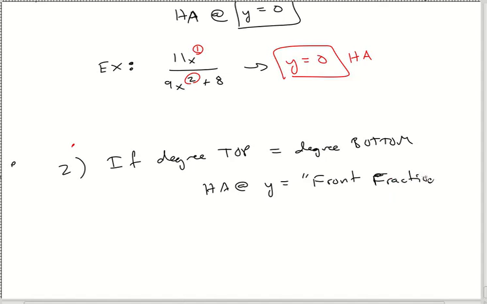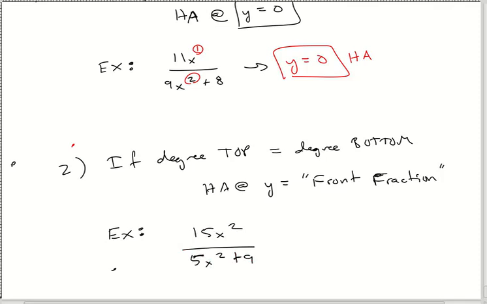Front fraction. It's kind of a weird Englishy thing. Let's do an example for this guy. Let's just say I have 15x squared divided by 5x squared plus 9.